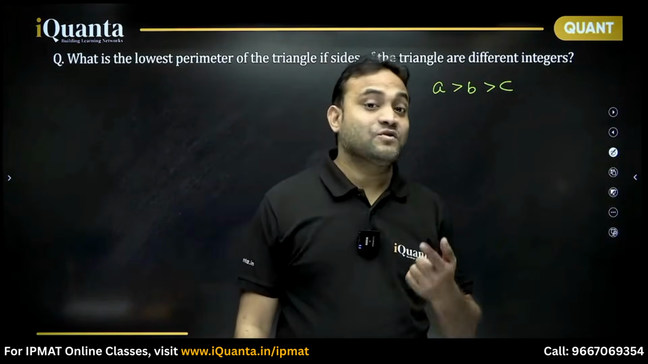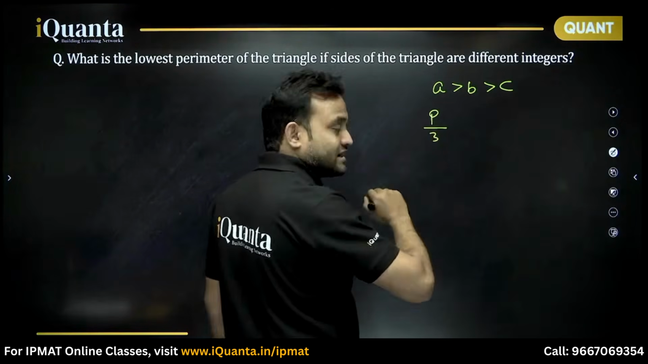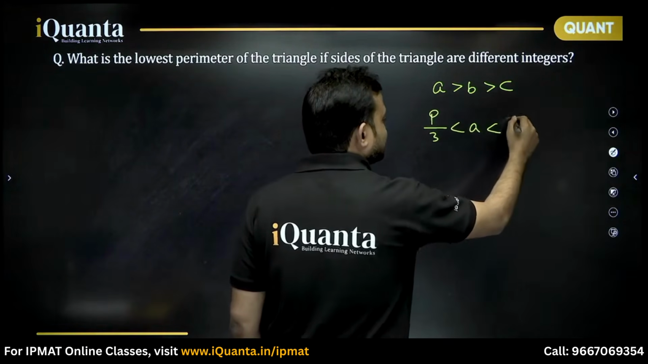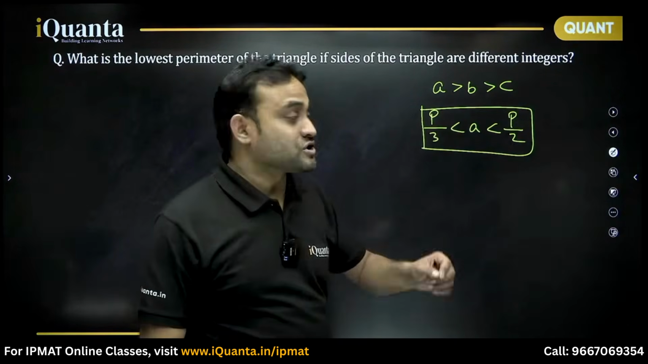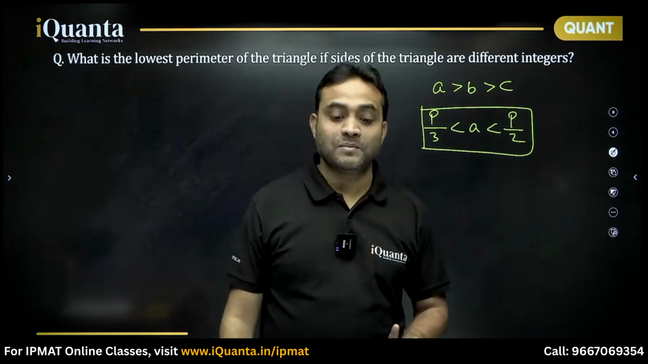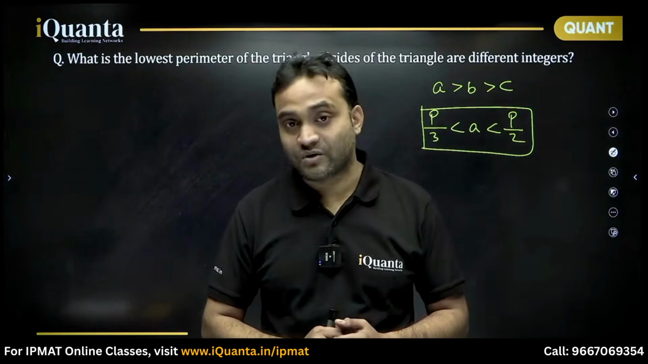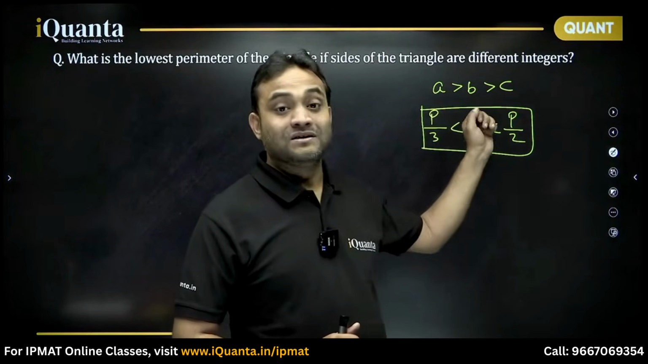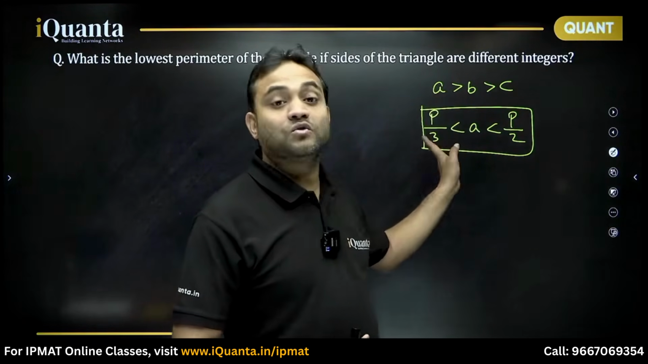Now in that case, what do we know? That if A is the greatest side, then A must be greater than 1/3 of the perimeter and must be less than half of the perimeter. Don't forget that. Some people might be thinking that the equal to sign is not given. Equal to will happen when all three side lengths are equal. Meaning if the perimeter is 30, then 10, 10, 10 would be 1/3, which would be the greatest side. But here the sides are not equal, all are distinct, so the greatest side cannot be equal to 1/3 of the perimeter.